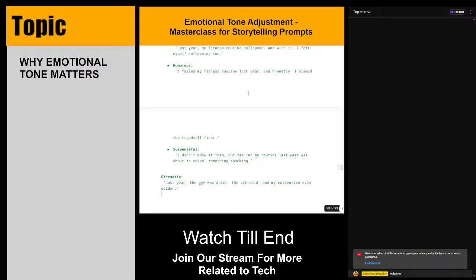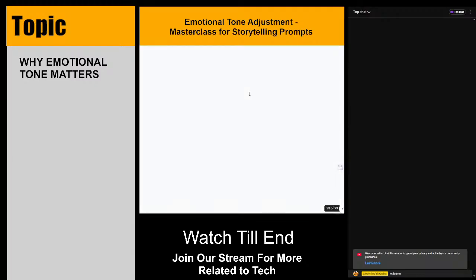Here we are discussing the inspirational tone that says, I failed my fitness routine last year, but that failure becomes the moment I learn how to rebuild myself. Then we have the dramatic tone: last year my fitness routine collapsed, and with it I felt myself collapsing too. Then the humorous tone: I failed my fitness routine last year, and honestly, I blamed the treadmill first. Then the suspenseful tone: I didn't know it then, but failing my routine last year was about to reveal something shocking. So these are some of the tones you can add to your facts to make them more engaging and get more user attention.